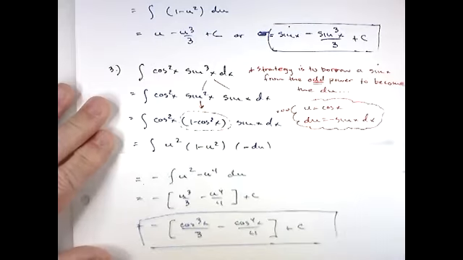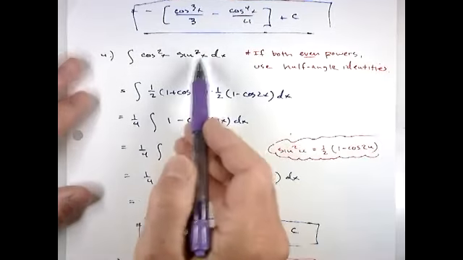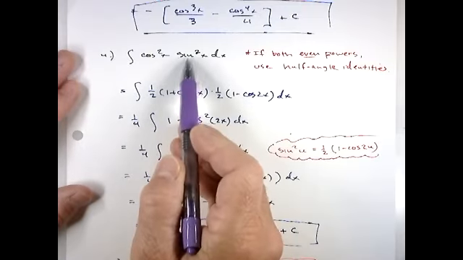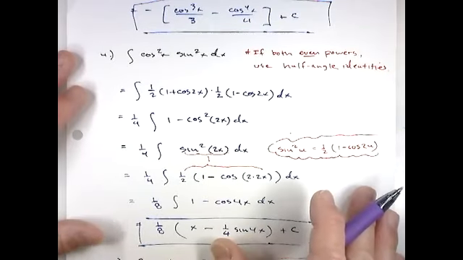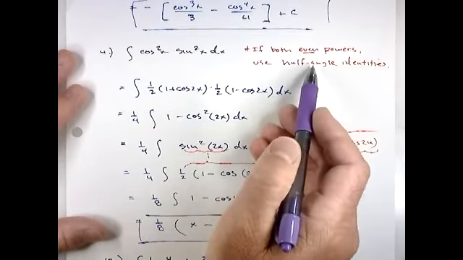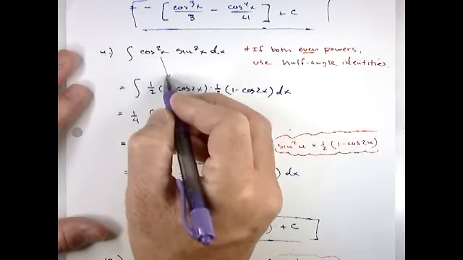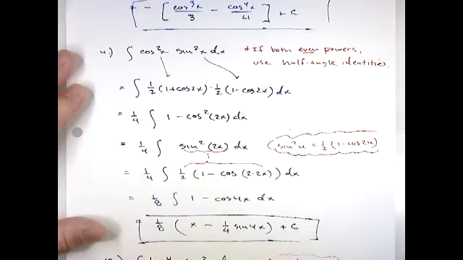Okay. Now, what if they are both even powers? That's where we run into more difficulty. If they're both even powers, then borrowing from one of them is not going to help us out, because if I borrow a sine, I'm going to be left with sine to the first, and there's no way to convert that to just cosine. So if they're both even powers, we have to revert back to the half angle identities. For cosine squared, that's 1/2 times 1 plus cosine of 2x. For sine squared, 1/2 times 1 minus cosine of 2x.